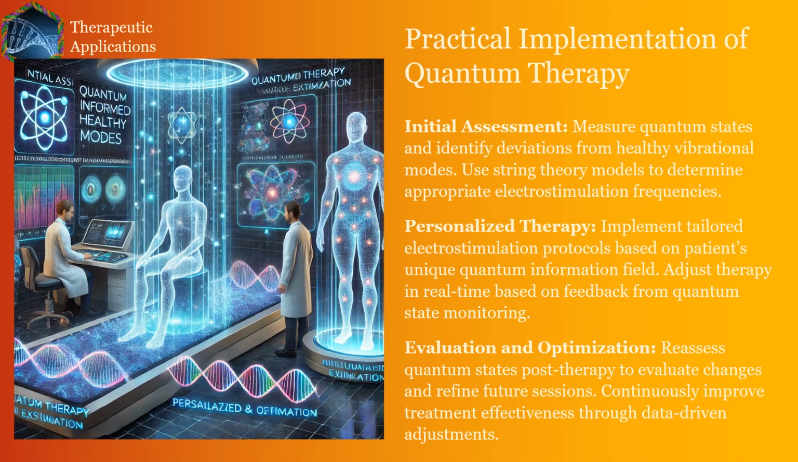Practical implementation of quantum therapy. Initial assessment: measure quantum states and identify deviations from healthy vibrational modes. Use string theory models to determine appropriate electrostimulation frequencies. Personalized therapy: implement tailored electrostimulation protocols based on the patient's unique quantum information field. Adjust therapy in real time based on feedback from quantum state monitoring. Evaluation and optimization: reassess quantum states post-therapy to evaluate changes and refine future sessions. Continuously improve treatment effectiveness through data-driven adjustments.